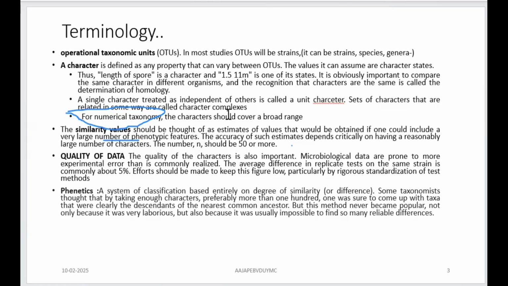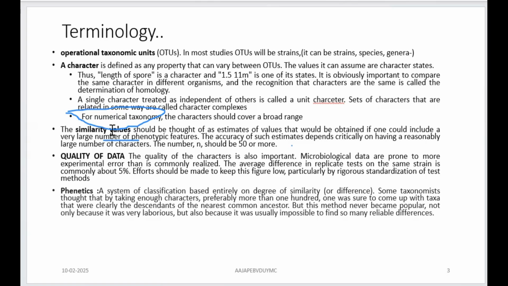Now it's not the only character. You have to go on for many characters. The more the number of characters, the better the clustering would be, and the better the assignment of OTUs, that is, in the strain, whether it is the same strain or a differing strain. You will be able to compare only when you do a thorough analysis with n number of different variables or characteristics, right? A similarity value is to be calculated.